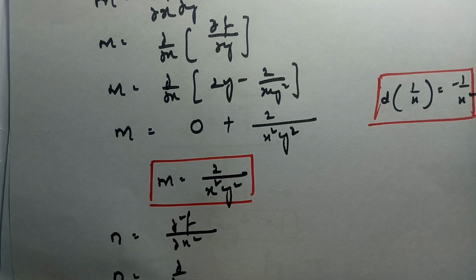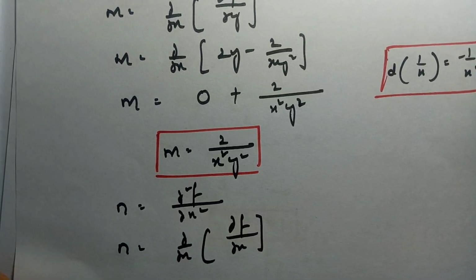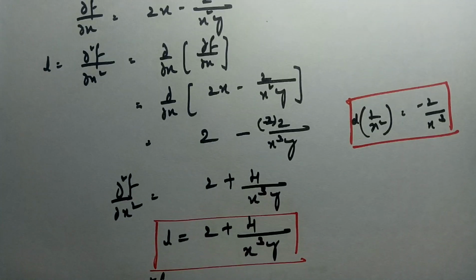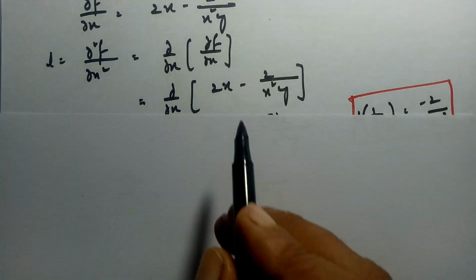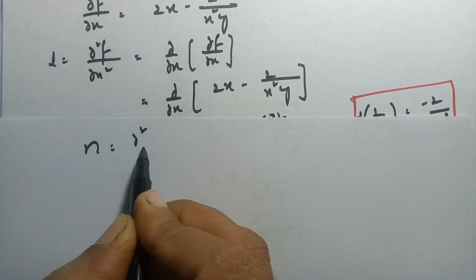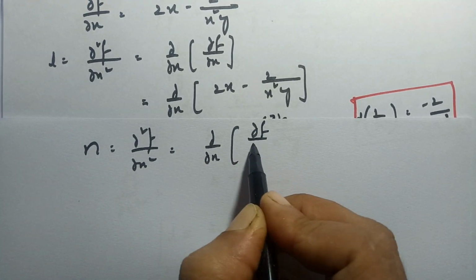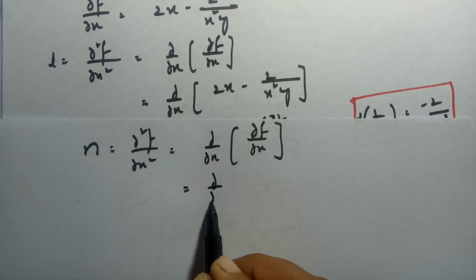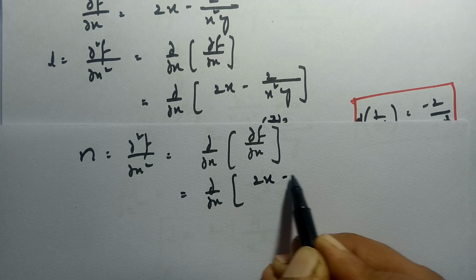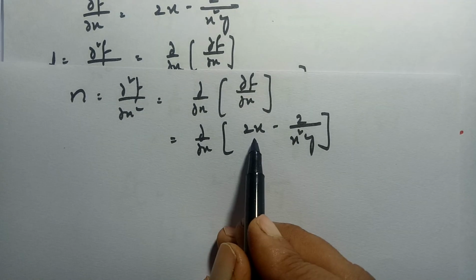So which is nothing but ∂/∂x of ∂f/∂x. What is our ∂f/∂x value? See here, just now I have written here. So our ∂f/∂x value is 2x minus 2 by x square y. So n value is nothing but ∂²f/∂x², which is equal to ∂/∂x of ∂f/∂x. So that is ∂/∂x of ∂f/∂x value, which is nothing but 2x minus 2 by x square y. So I have to differentiate with respect to x.